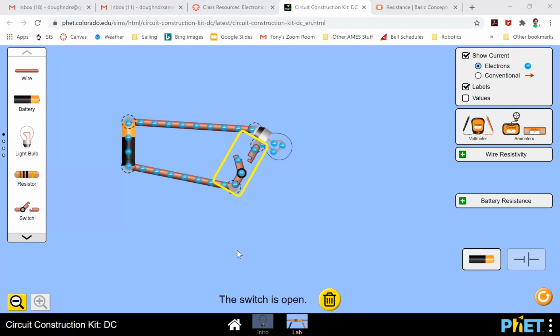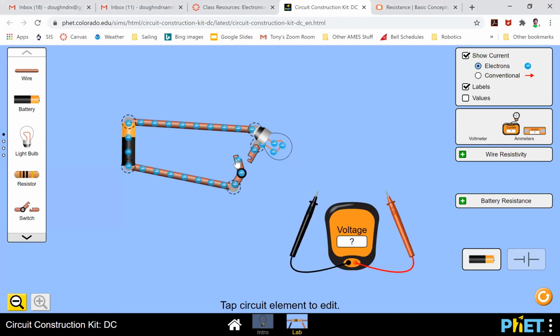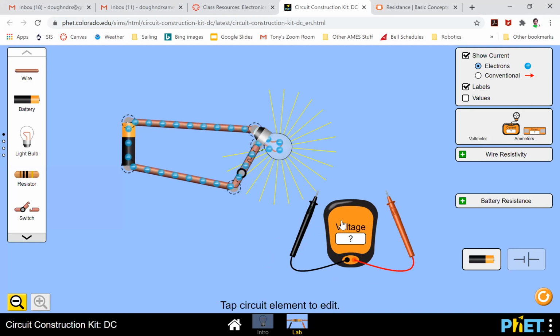So I highly encourage you guys to play with this circuit simulator. Tell you what, there's one more thing we haven't played with yet. This guy right here, this voltage meter. Let's play with that. Okay, let's close our switch. So voltage, remember, is pressure.